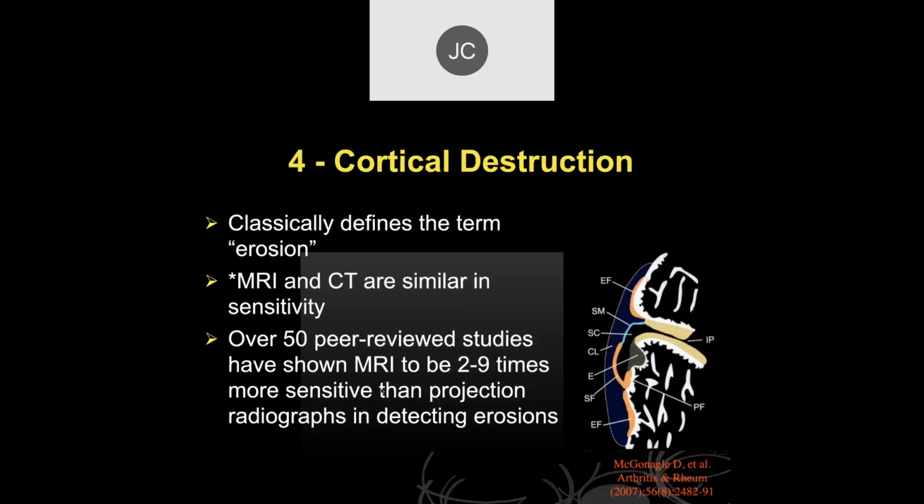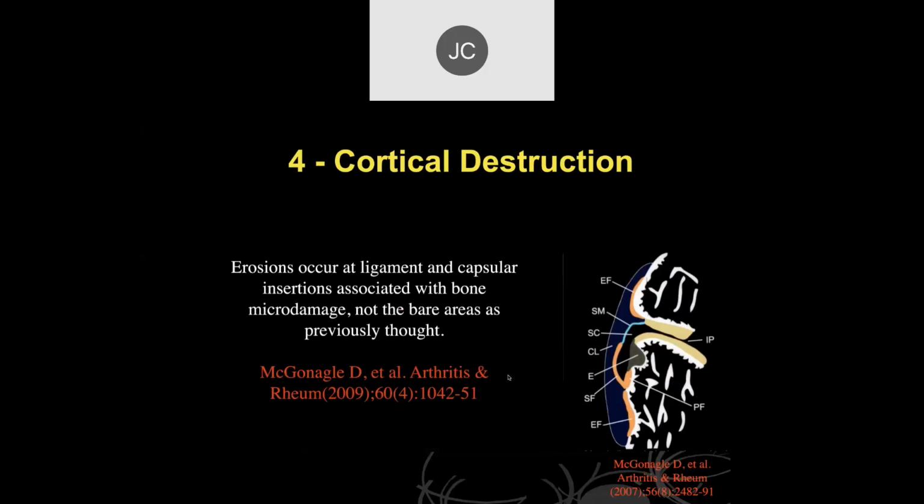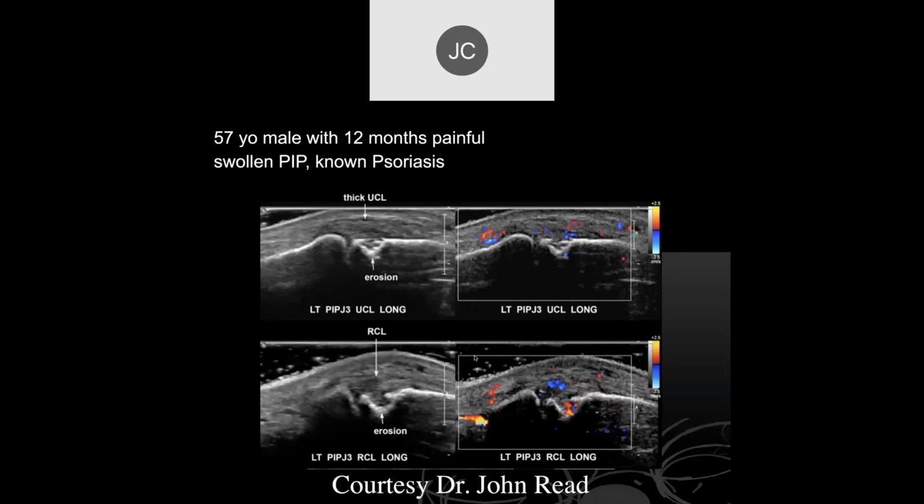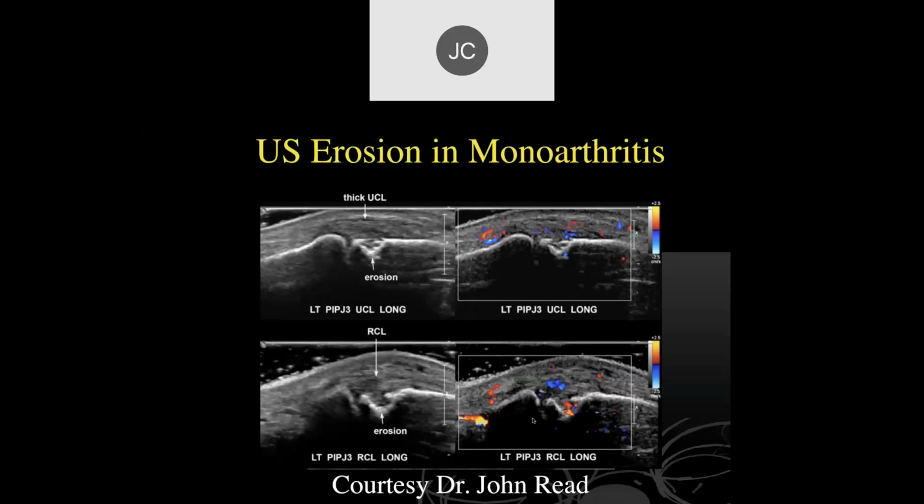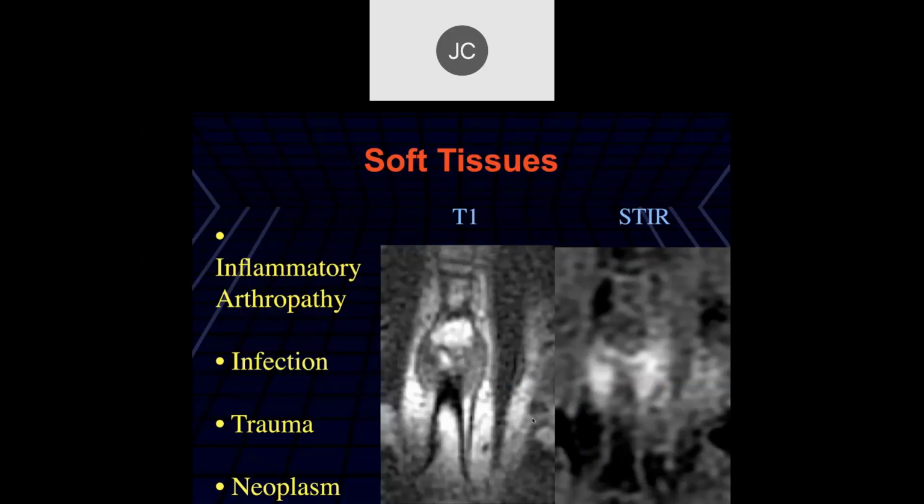In many studies, this is a number of years ago, there were many studies in the peer-reviewed literature at that time that showed that MR was far more sensitive than radiographs at detecting these early erosive changes. And then in 2009, McGonigal et al. came out with a paper showing that these erosions really occur at the capsular insertion. Here's just an ultrasound from Australia, which shows erosions that you can see by ultrasound, but generally we much prefer to use MR scans. Okay.